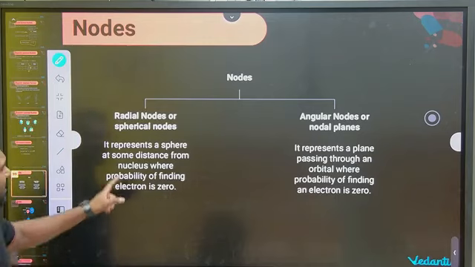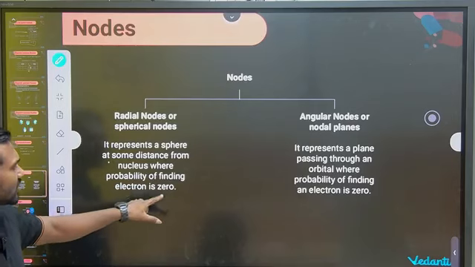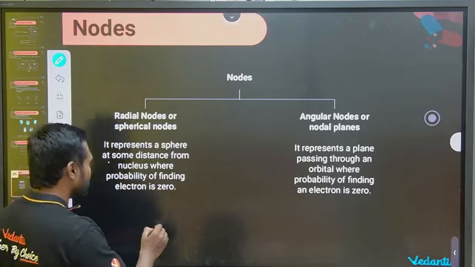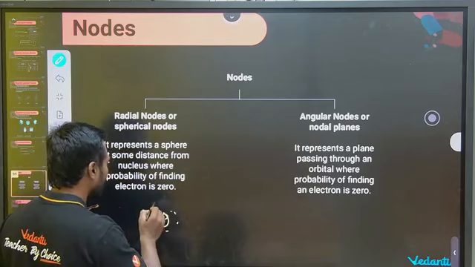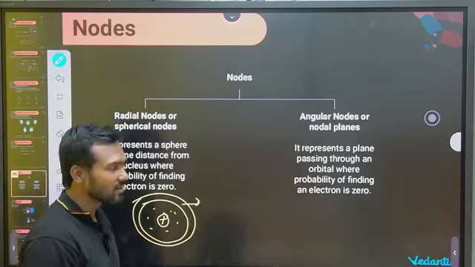Radial nodes represent the sphere at some distance from the nucleus where the probability of finding the electron is 0. Near the nucleus we can find the electron, but again here we cannot find it, in this area we cannot find it. Now this is radial node, right?